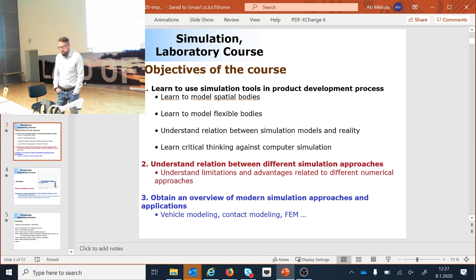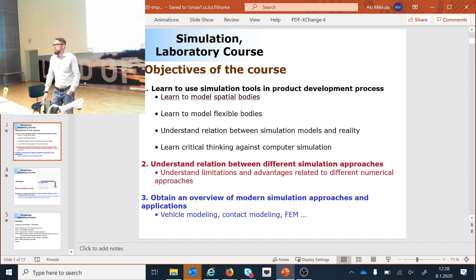But we look a little bit, like I mentioned, at spatial bodies. That is good to know because everything is, of course, spatial. There is no such thing as planar in real life. How to describe everything in three-dimensional space, that's where we will get started even today. Then we're going to look a little bit at flexible bodies, and then we really look at the relation between the simulation models and reality.